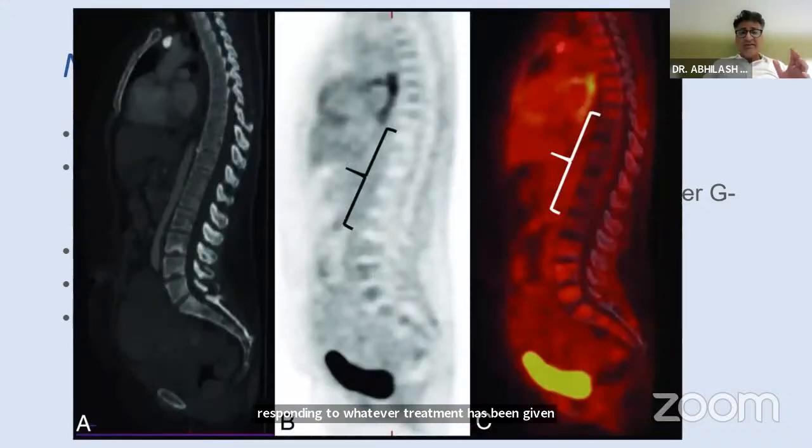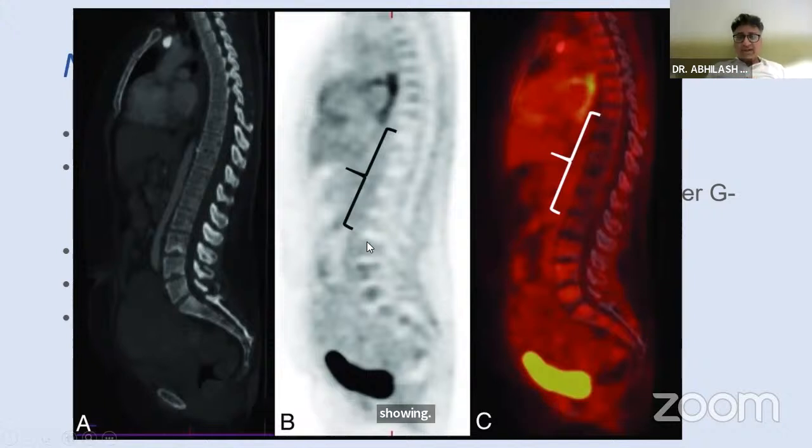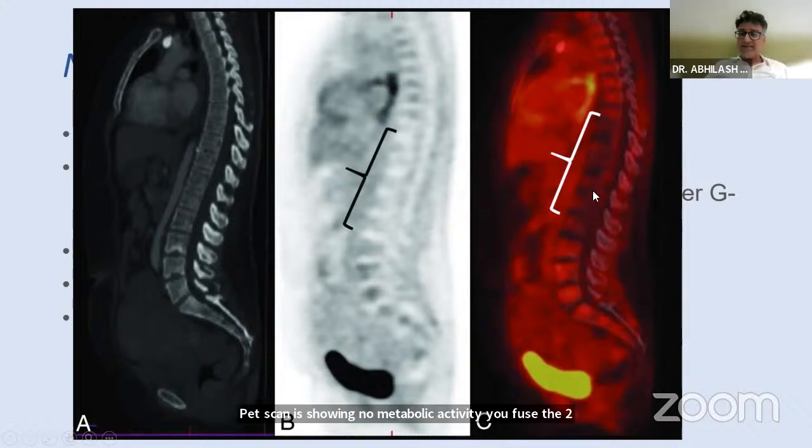Here you can see a patient with multiple mets. As you can see, a mix of lytic and blastic mets. Your PET scan is showing no metabolic activity. You fuse the two, wherein you are saying the entire structure is not metabolically active, which means the patient who was given radiation has shown good response to the metastatic disease.